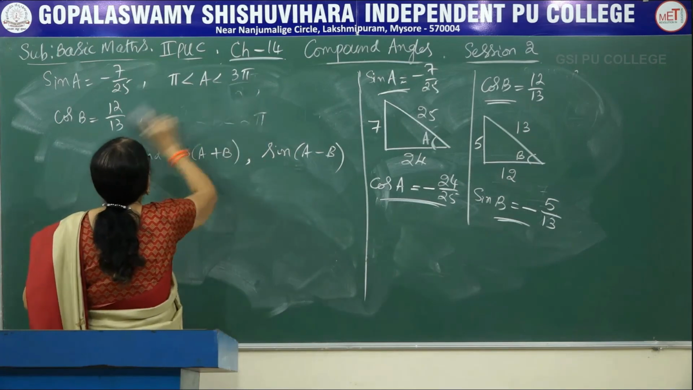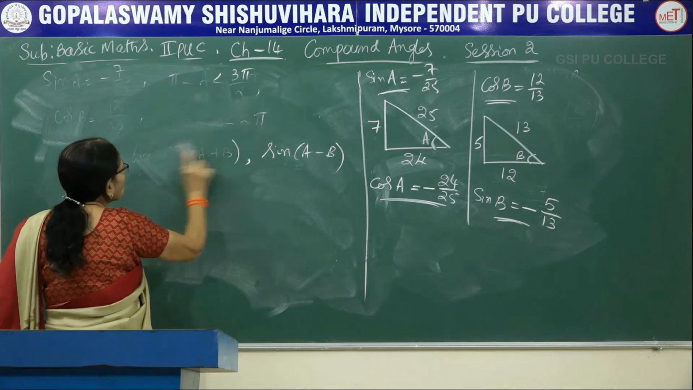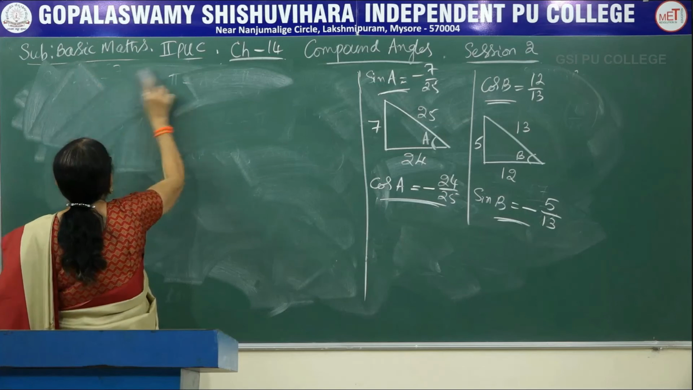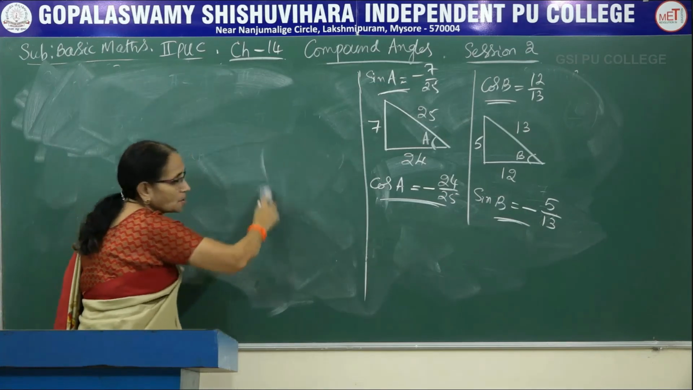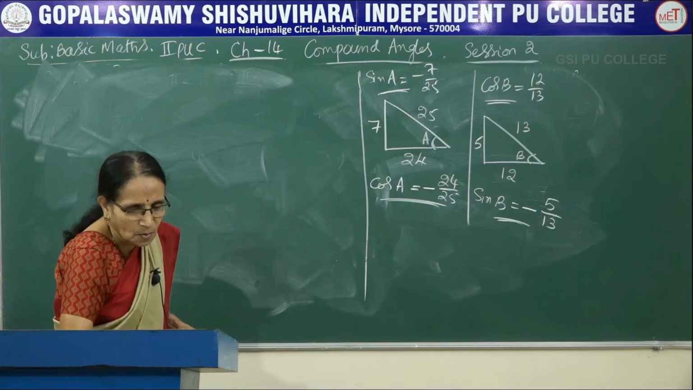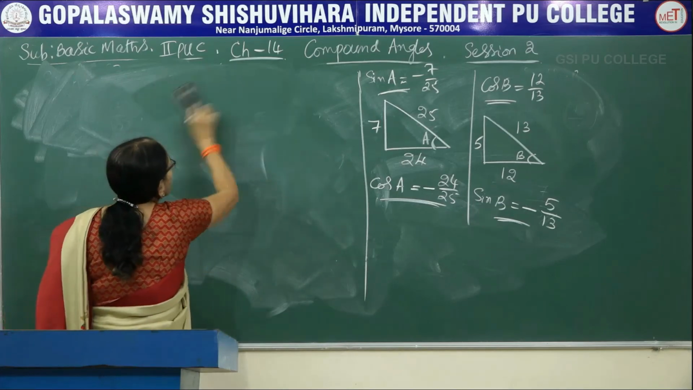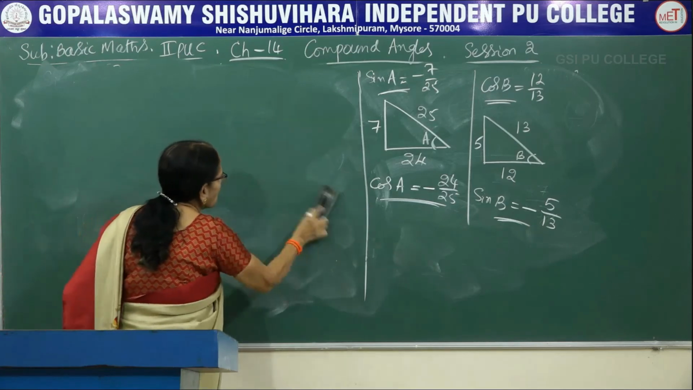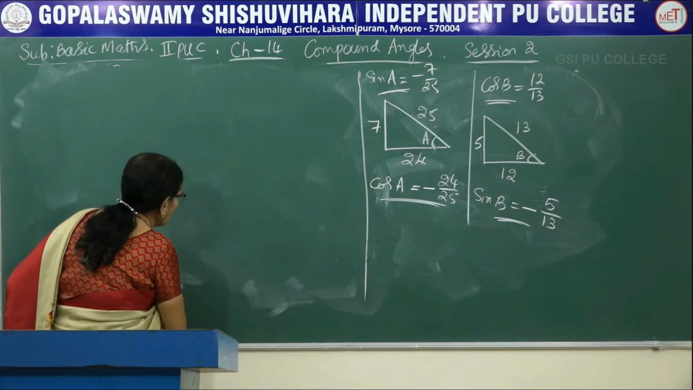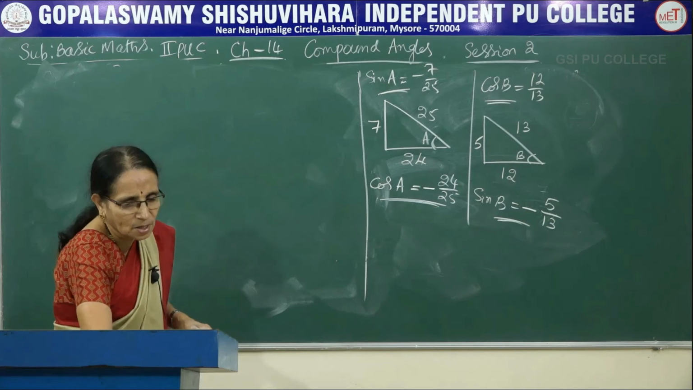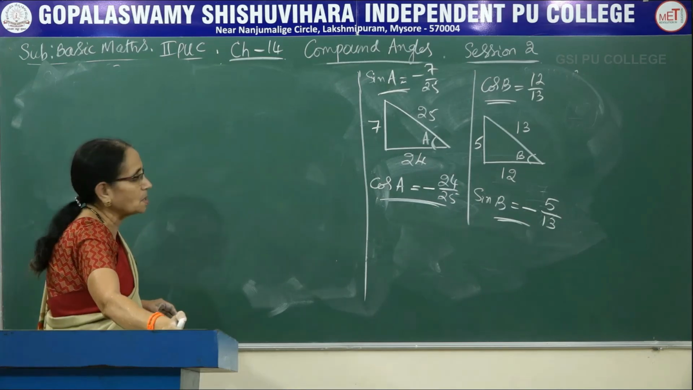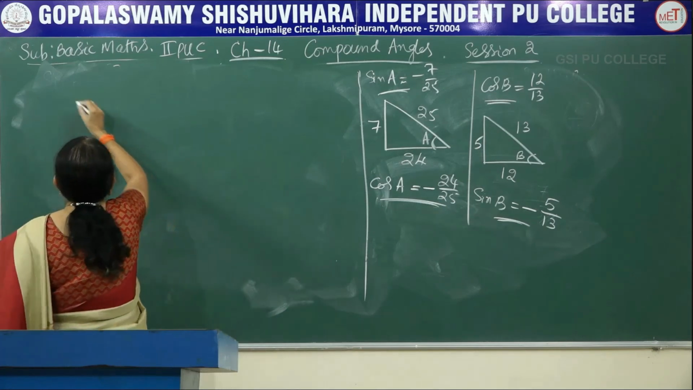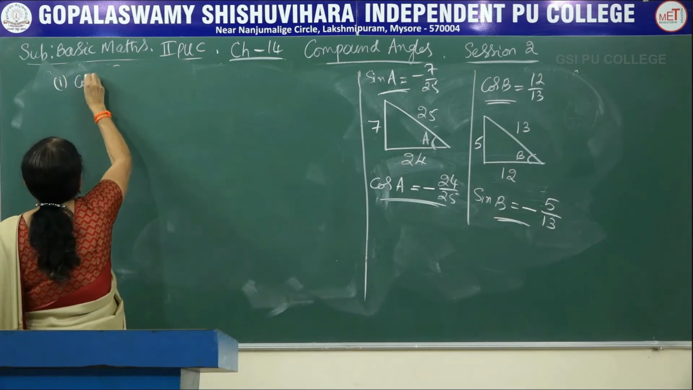Now, all the values are ready with us. So what we do is, we do the calculation. That is what has to be calculated: cos of A plus B, and then we will get the next value, sin of A minus B. Now let me do the calculation. Consider the first one, that is cos of A plus B.